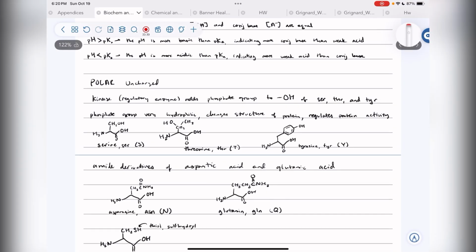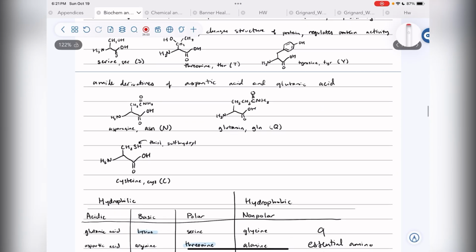So what happens is that kinases, which are regulatory enzymes, so that's a protein that goes around turning other proteins on and off because it's a regulatory one. How it regulates is that it has ATP, adenosine triphosphate, and it takes one of those phosphate groups and adds it to the hydroxide group, or alcohol, of these amino acids. And because the phosphate group is negatively charged, it's very hydrophilic, and so it changes the structure of the protein, and that can either turn the protein on or off.